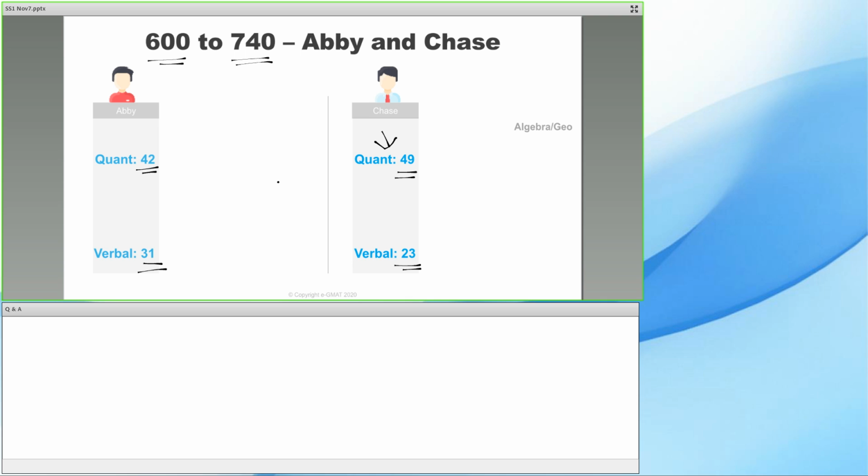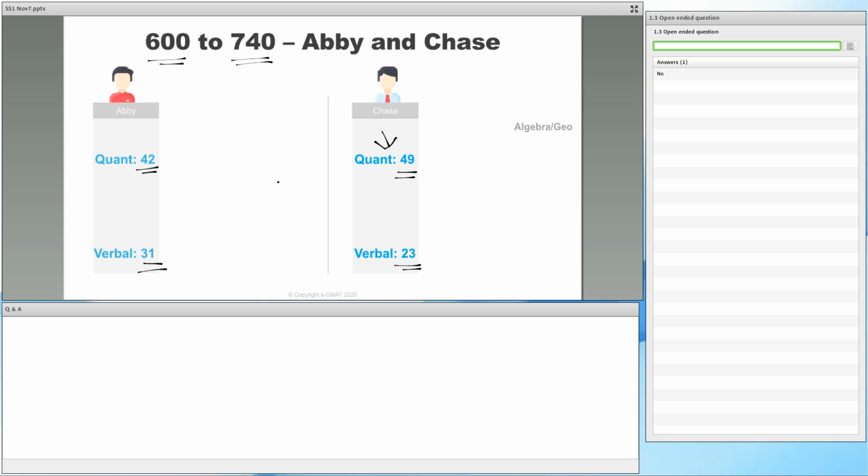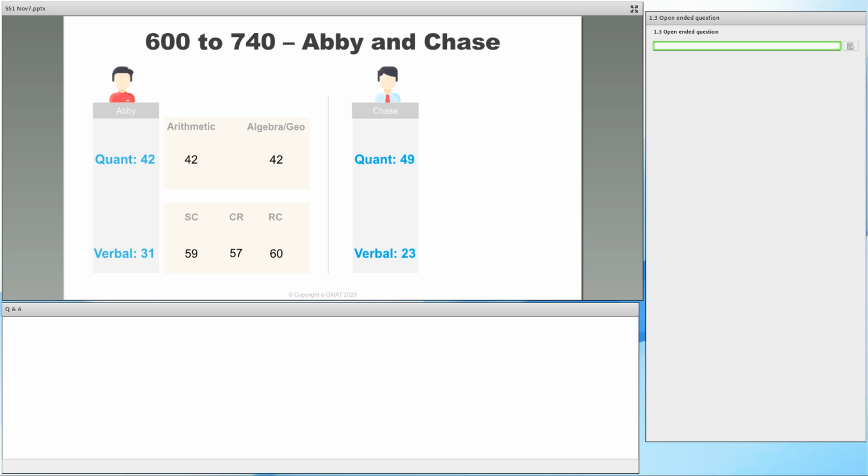The question that you have to ask when you get such a study plan is, who is it optimized for? Is it Abby or Chase? To really say which study plan is good for you, let's look at this. We're going to focus on how Abby's score is built up. To simplify things, you may want to write this down, so have a Word document or a pen and paper ready.